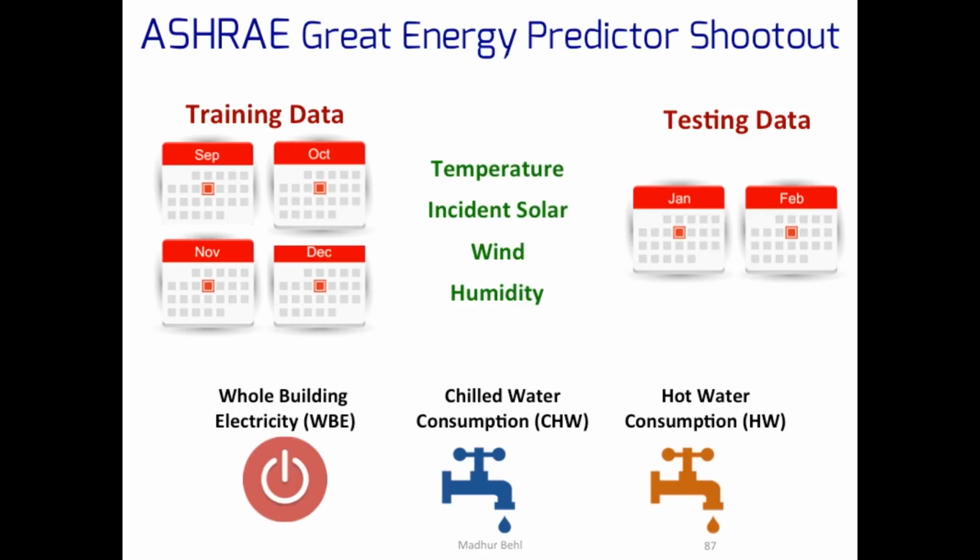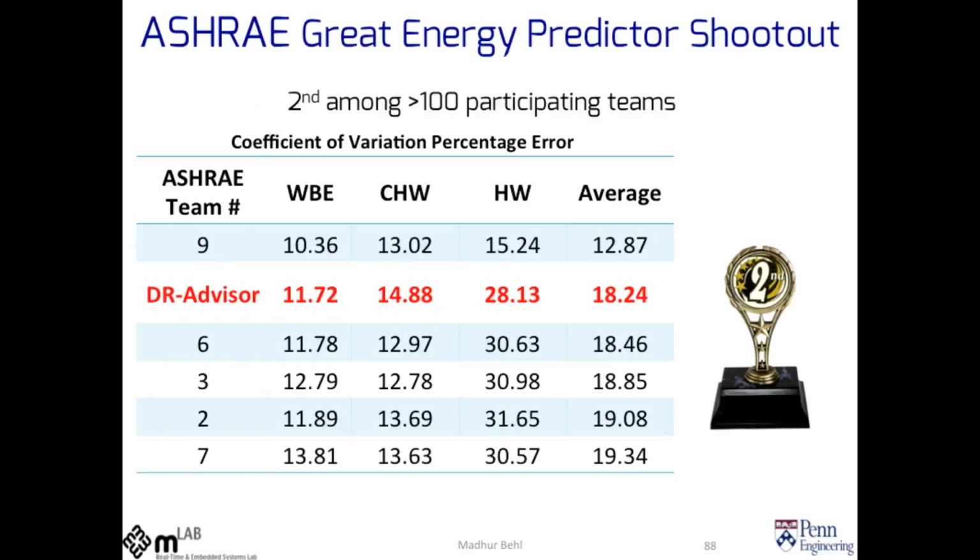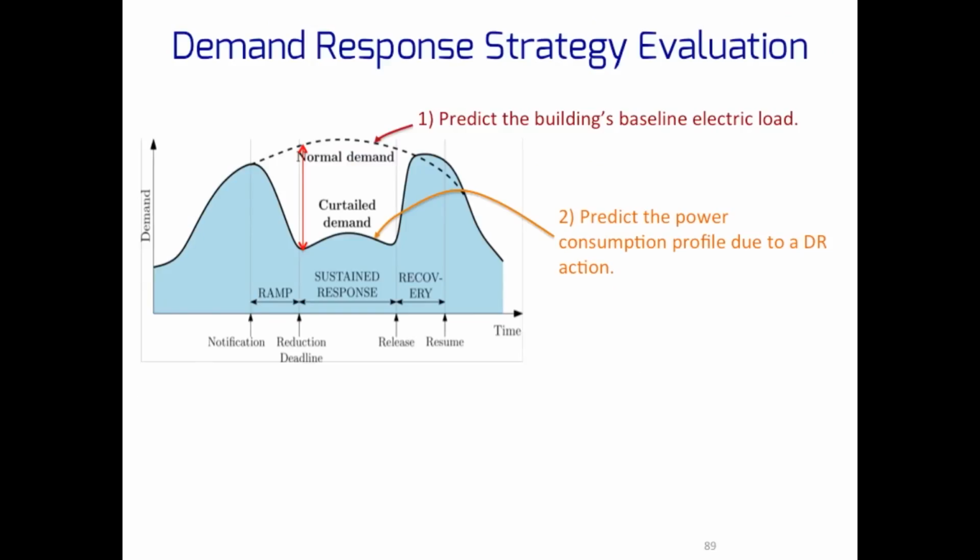So when we apply DR Advisor algorithms on this data set, what we find is that we outperform everybody who's participated in this competition except one team. So this is again a very good litmus test and a form of validation that these principles are sound and can be used to predict data sets for real buildings. So moving on from baseline prediction, can we now predict the actual response of the building?